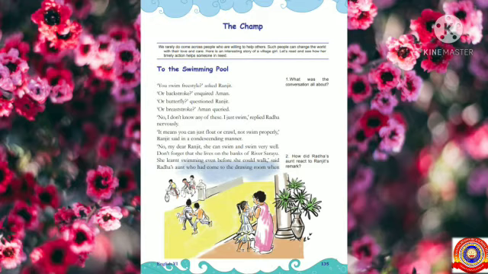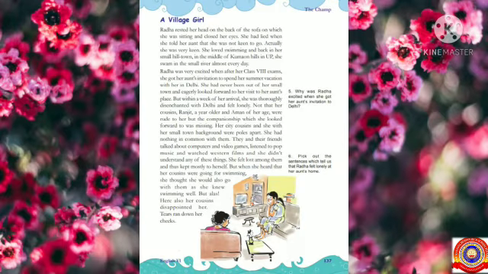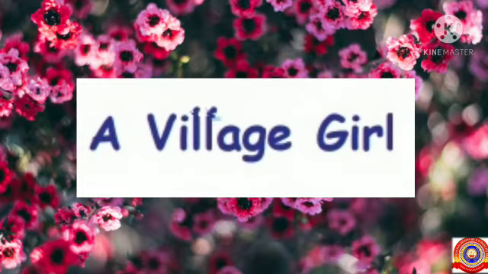Now we will move on to the second part of the story. So, all of you take your English text and take page number 137. Students, look here. What is the title of the second part of the story? Yes, very good. A Village Girl is the title of the second part of the story.